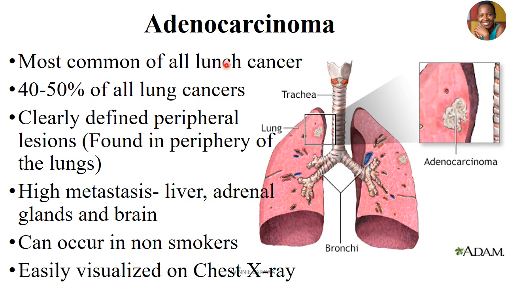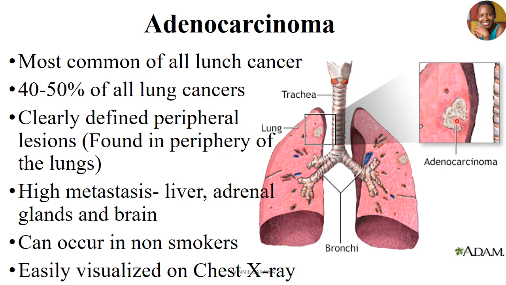Then we have the second type of non-small cell carcinoma, and that is the adenocarcinoma. The adenocarcinoma is the most common of all the lung cancers, 40 to 50% of all these lung cancers. They clearly have defined peripheral lesions, and they're highly metastatic, meaning they can spread very fast to other areas, including the liver, the adrenals, and the brain. It's found in the peripheral areas of the lungs, like in the ends, in the edges, that is. For instance, here we have one spreading.